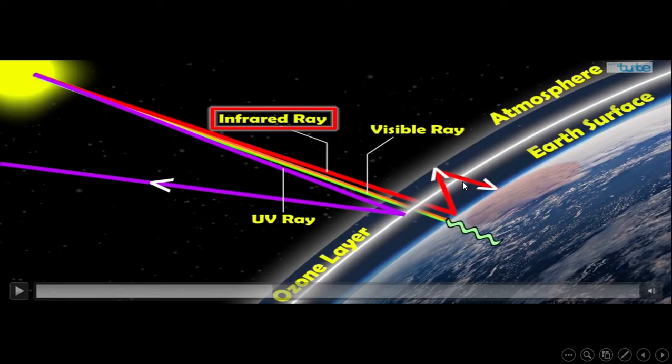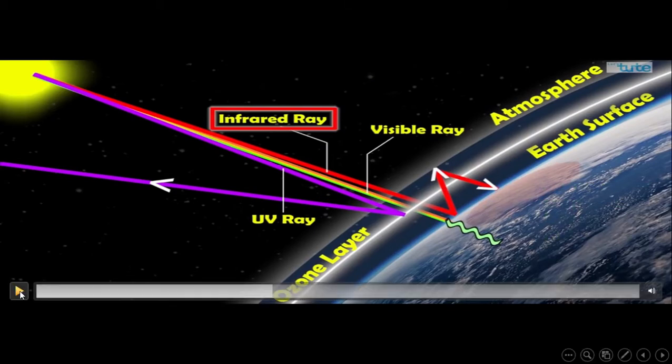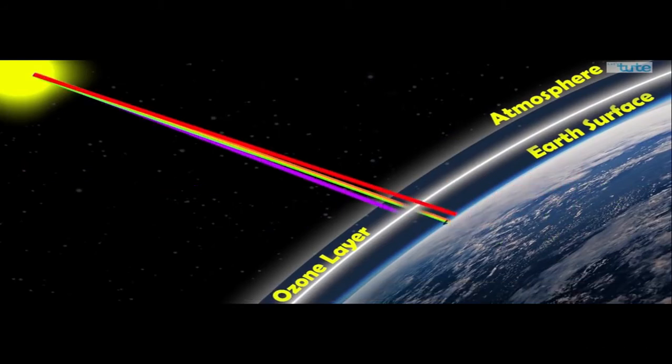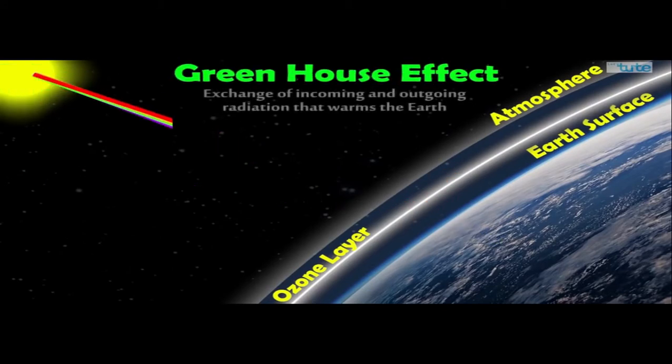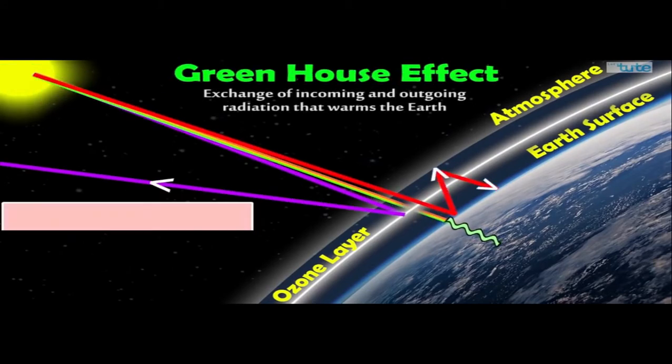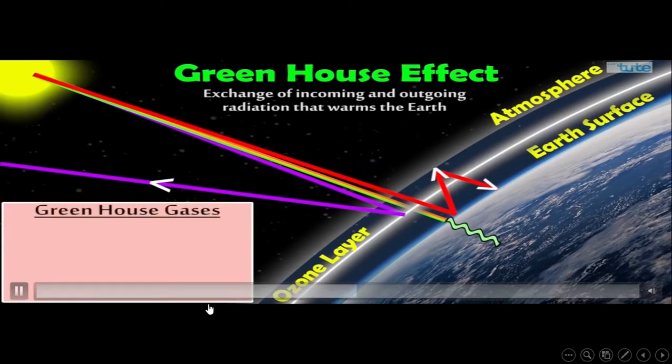Why? Because I now have gases responsible for trapping the infrared, and we will now call them the greenhouse gases, which lead to heating up of the environment. This exchange of incoming and outgoing radiation that warms the earth is referred to as the greenhouse effect. The gases involved are called greenhouse gases, which mainly include carbon dioxide, methane, water vapor, chlorofluorocarbons, etc.